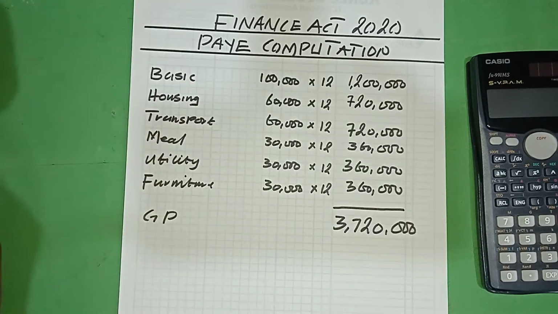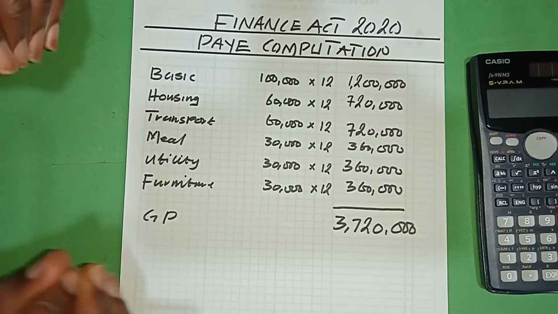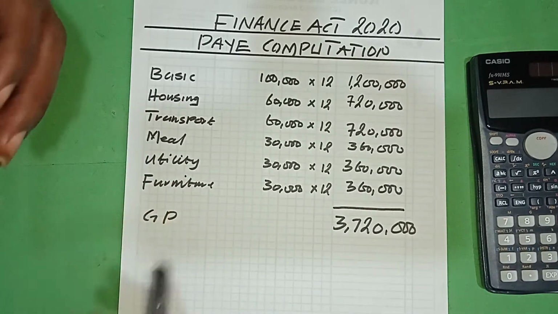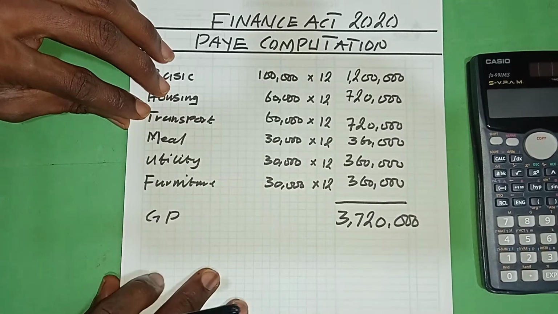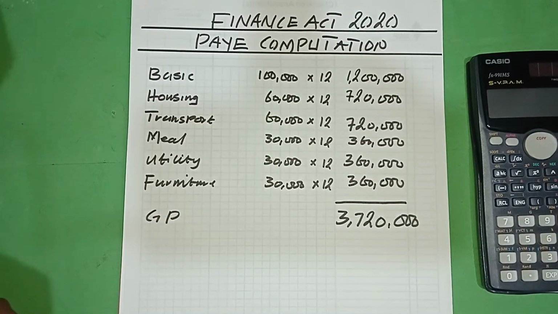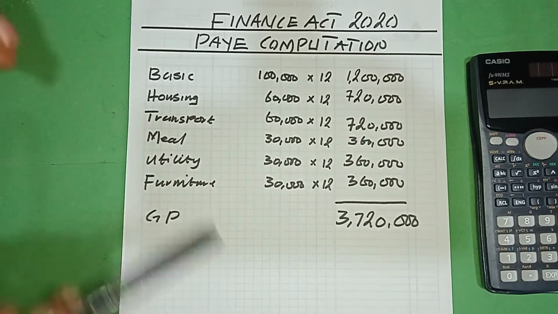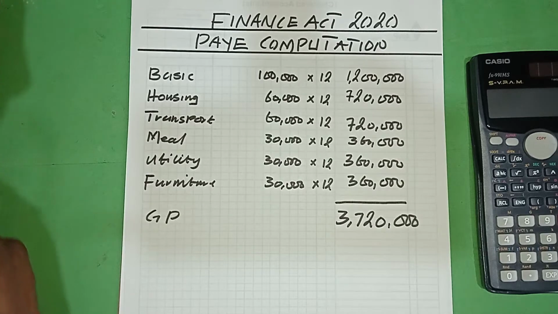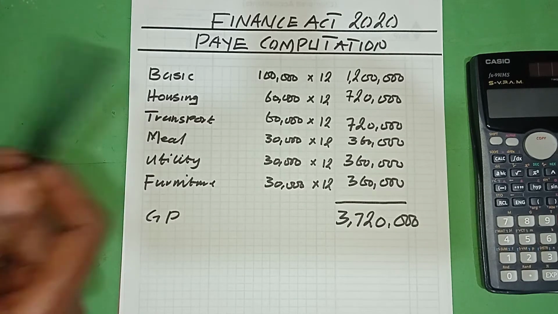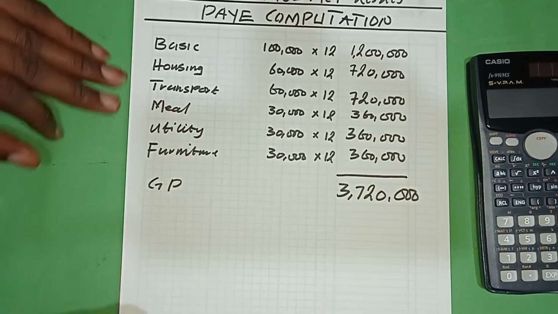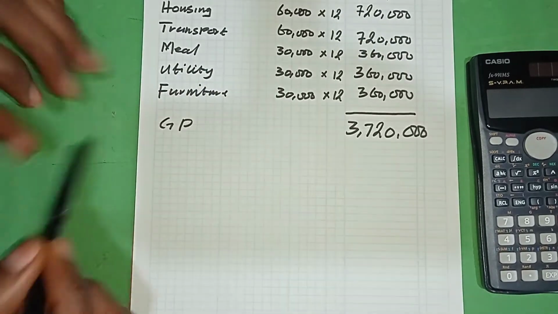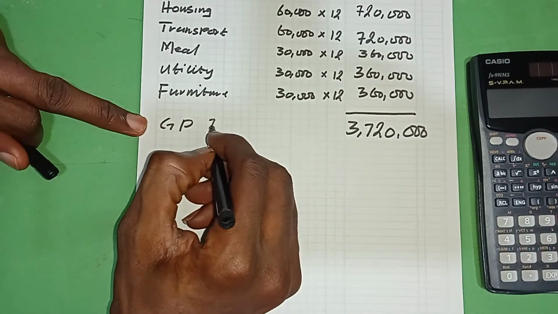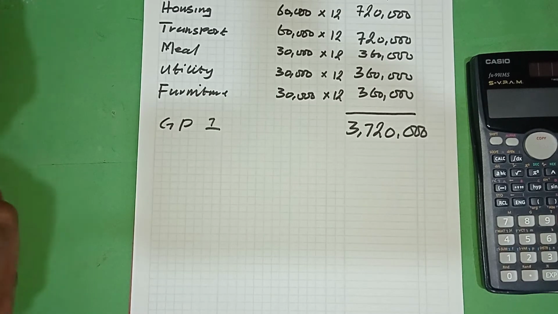Now, PAYE computation following the Finance Act 2020, which is applicable now, except maybe by next year they will decide to amend it again. But for now, this is what is applicable in computation of PAYE, pay as you earn, that will be remitted to the IRS. Are you with me? Now, I'm using the same figure that I used in the previous video, which is before Finance Act, so that we can clearly see the difference there. Now, the next thing we will do here, this is our gross pay, but I am going to name this gross pay as gross pay 1.